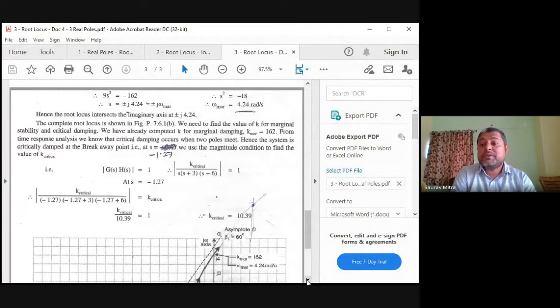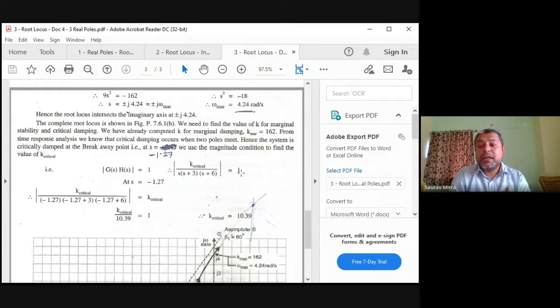Last thing, you are supposed to find K critical. K critical means at breakaway point how much is the gain. So it is K divided by S into S plus 3, S plus 6. We know that S is equal to minus 1.27. That is the frequency at critical zeta is equal to 1. That is when breakaway point is occurring, at that time S is equal to minus 1.27. So this is the formula. K critical divided by S into S plus 3, S plus 6 is equal to 1.